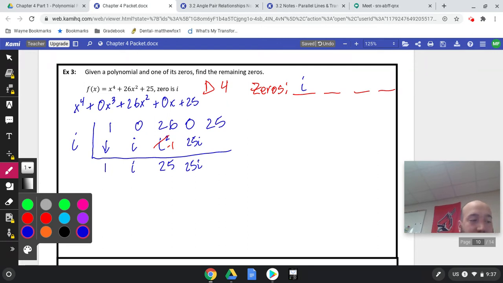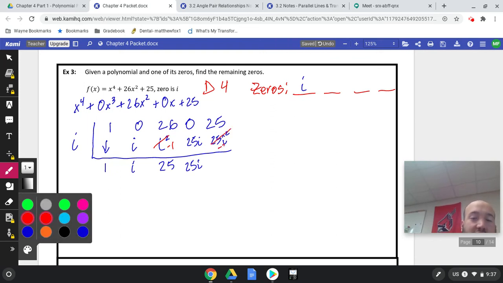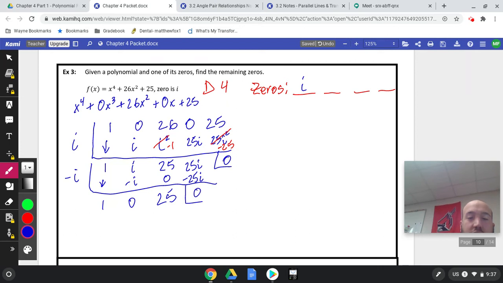We multiply again, and we get 25i squared, which hopefully we remember is the same as negative 25, which means when we add straight down, we get 0. Now the good news is we also know negative i should work, the conjugate. So once again, we drop the 1, we multiply, we get negative i, that adds to 0, which gives us a 0 here, which gives us 25, and then minus 25i. So once again, we get a 0, so good.